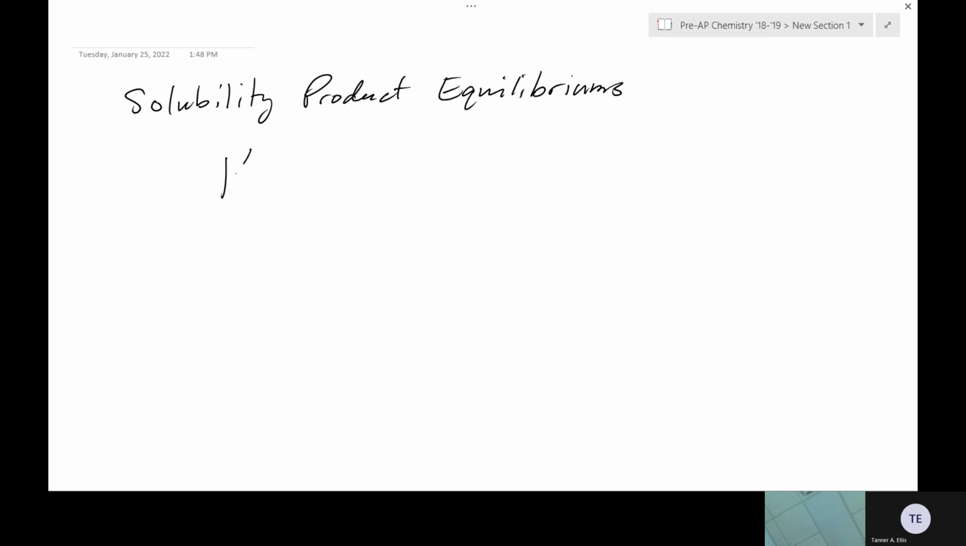Okay. So what we're doing today is we're working on solubility product equilibriums. All right, solubility product is where the SP comes from on KSP. Okay, so immediately if you see KSP, you're doing what we're going to start doing today. All right, solubility product equilibriums kind of blows away some of what we've done with solubility rules.